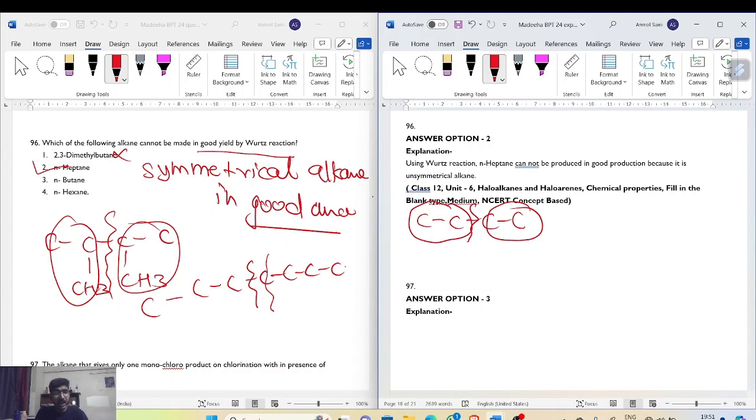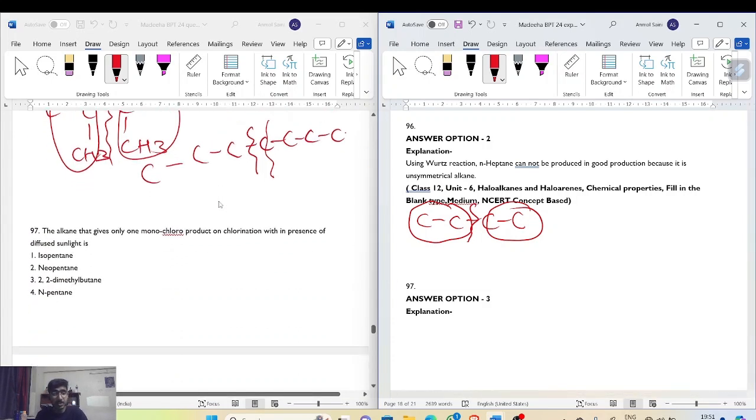Now n-hexane. N-hexane means we have a 6 carbon chain, so we can easily divide it into two groups of three carbon. So this is also a symmetrical compound. So option number 2 is our correct answer.